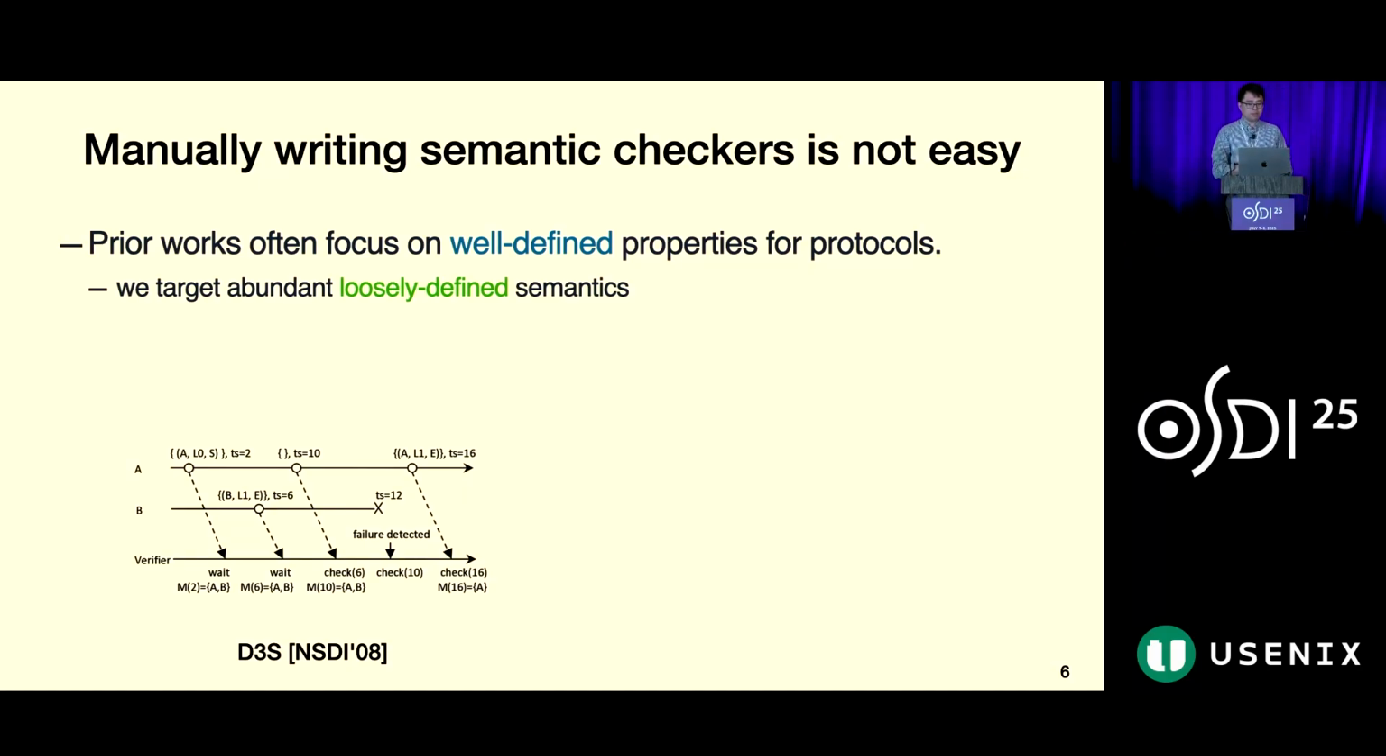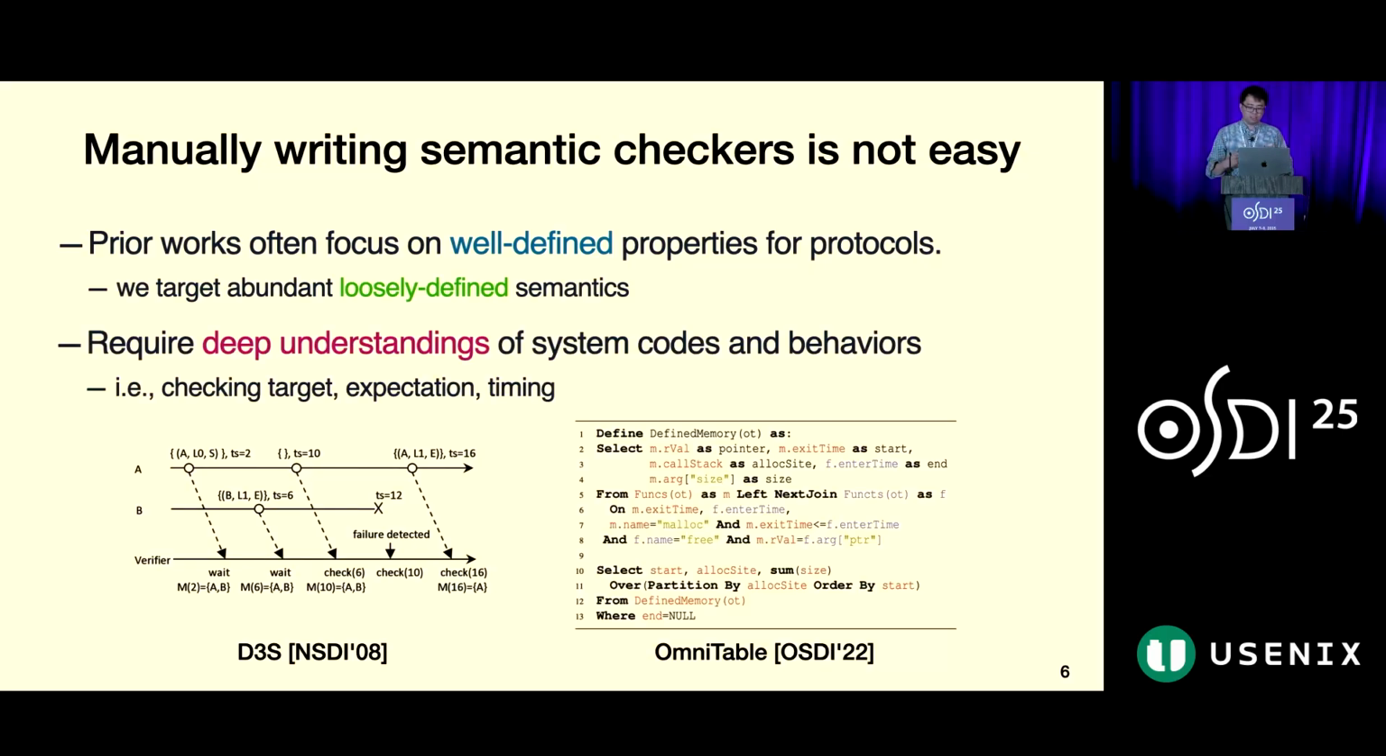Of course, writing semantic checkers for large distributed systems is not easy. Prior work focuses on checking well-defined properties like, for example, consistency of a distributed log. But the systems we target have abundant, loosely defined semantics. To map them to a concrete, correct checker, we need to deeply understand the system code and behavior to decide what needs to be checked, what we can expect, and when the checker should be triggered.